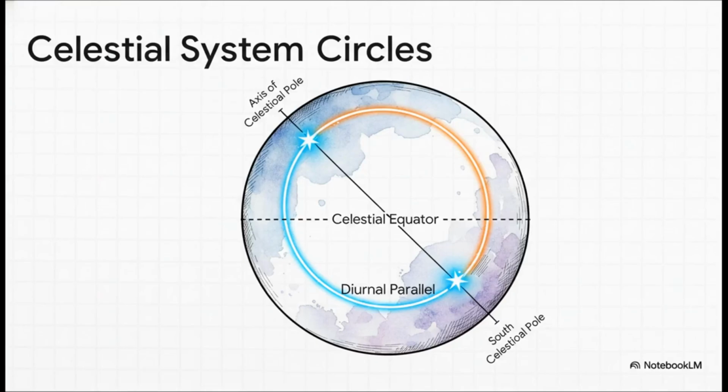Now, in this rotational system, the apparent daily path of any star traces a circle on the sky. This path is called a diurnal parallel, and it runs parallel to the celestial equator. And to measure a star's position in this system, we use circles of declination. These are great semicircles that run from the north celestial pole through the star down to the south celestial pole.